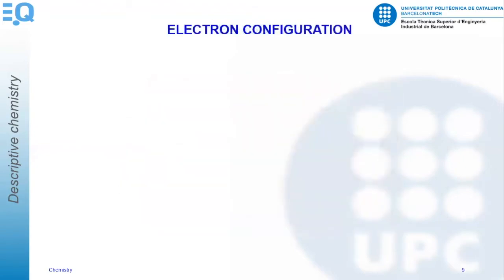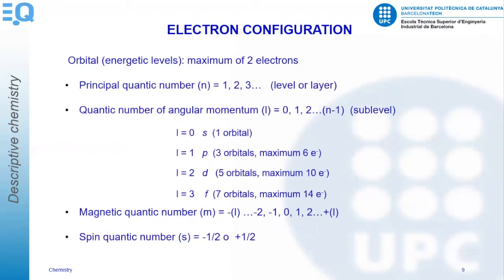Now let's have a look at the electron configuration. Each orbital, which is an energetic level, can have a maximum of 2 electrons. We have the principal quantic number, which is represented by the letter n, and it can be 1, 2, 3, etc., and it represents the level or layer. The quantic number of angular momentum can be 0, 1, 2. It is represented by the letter L and is n-1.